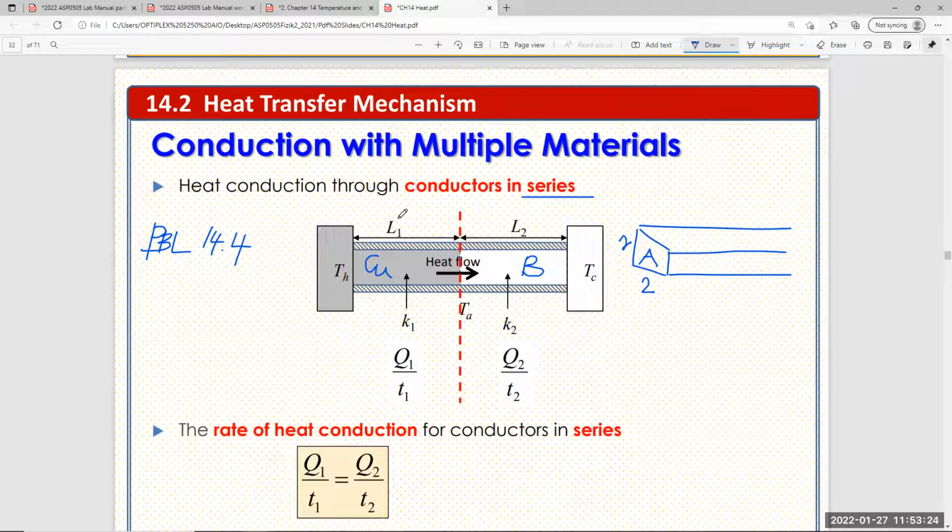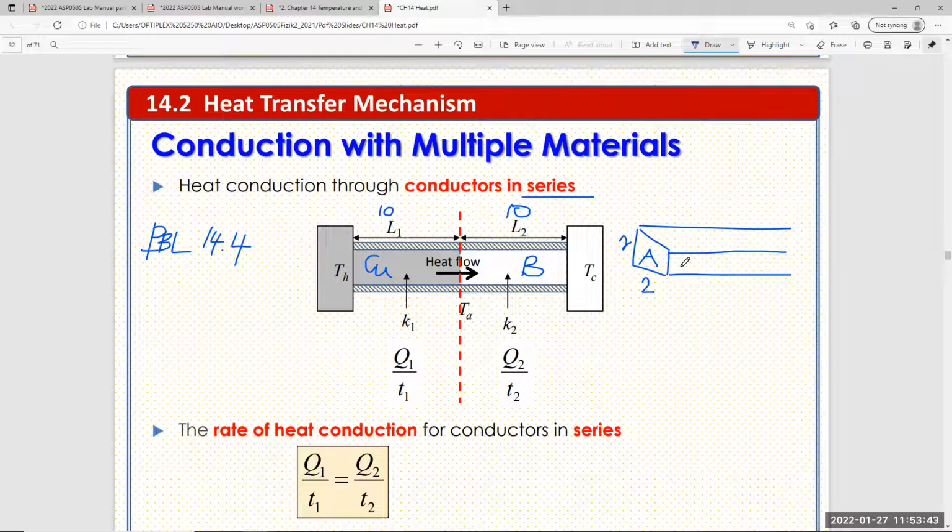And the length of each one is 10 centimeters. You can refer to it as the same length and the same cross-section area, to make it that way.